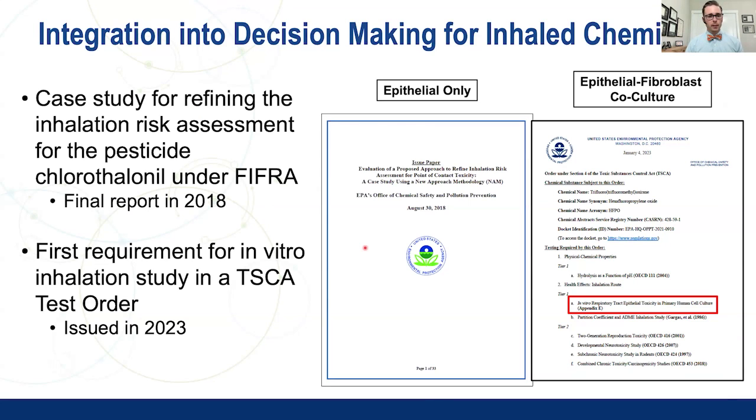And then if you fast forward about 6 or so years, to now, in early 2023 there was a Toxic Substances Control Act, or TSCA, test order released for an inhalable PFAS gas that was the first to specifically require the use of an in vitro respiratory tract epithelial cell system for toxicity assessment. And in this case, this work is actually being done in an epithelial and fibroblast co-culture. So in those 6 years or so since the chlorothalonil study, we've had a pretty good advancement in the consideration of using these multicellular systems to increase the biological relevance of these systems, as Nicole was talking about.